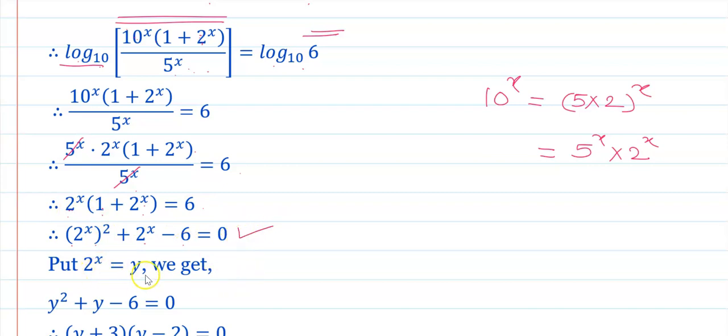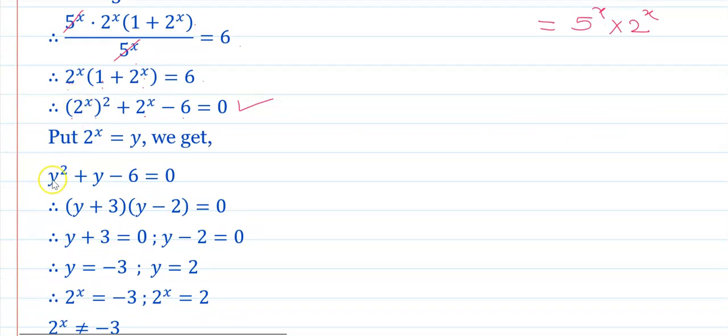Now 2 raised to x is equal to y. Therefore here you will get y square plus y minus 6. This is a quadratic equation; its simplification and factors: the product of first and last is minus 6y square. What is the middle term? It is y. What are the two terms whose product is minus 6y square and the sum is plus y? That is plus 3 and minus 2. Therefore the factors are, in first bracket y plus 3, second bracket y minus 2, and that's equal to 0.